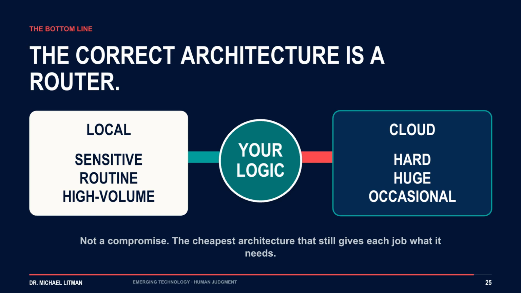So bottom line, right? Local for the sensitive, the routine, and the high volume. Cloud for the hard, the huge, and the occasional. And a thin layer of your own logic in the middle deciding who gets what. That's not a compromise. That's the actual correct architecture, and it's also conveniently the cheapest one.